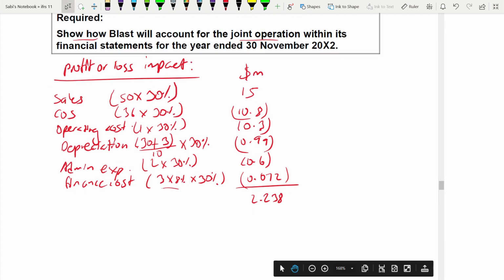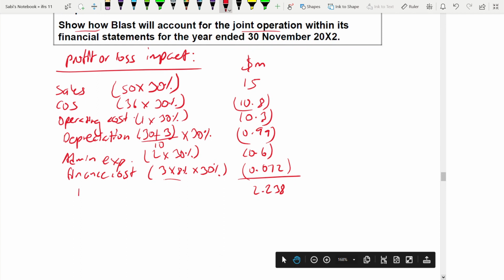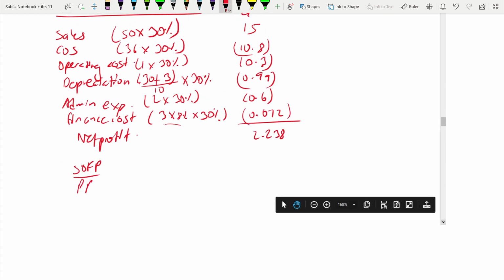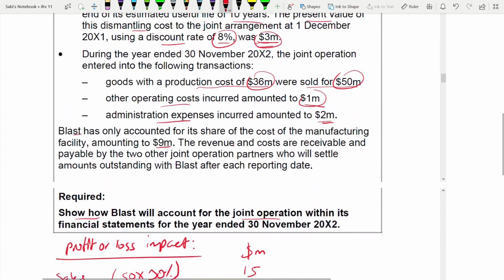Okay. Now, this is the share of net profit. Now let us go to the statement of financial position. How it will look here. So you will have property, plant and equipment. How much? They have given you. That is the share of the cost of manufacturing facility, which is 9 million.